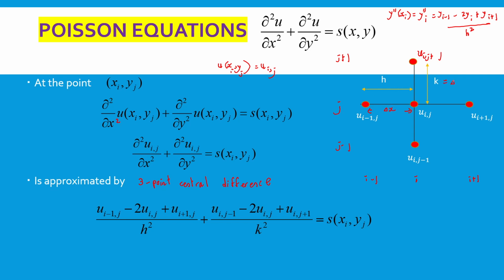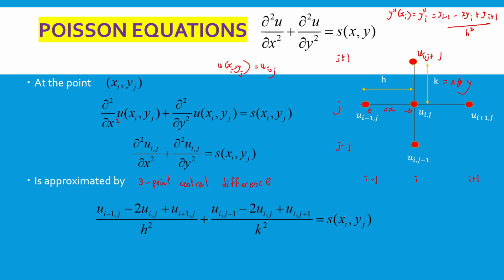K is actually delta t. So for delta, this is y. That's why, for del 2u del y2, we differentiate with respect to y where x is constant. That's why we take the vertical line. It will be 1 times u i j minus 1 minus 2 u i j plus 1 divided by k squared, and then equal to s x i y j. So everything is the same as the Laplace equation except the right hand side. Now we have the s x i y j.